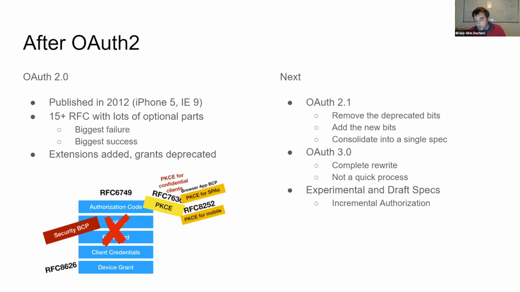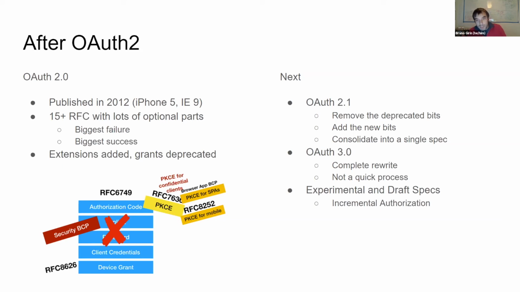And then you've got OAuth 3.0, which is designed to be a complete rewrite, learning from OAuth 1 and OAuth 2. But like every single rewrite, especially when you're talking about open standards, it's not a quick process. So it's not going to be available anytime soon.